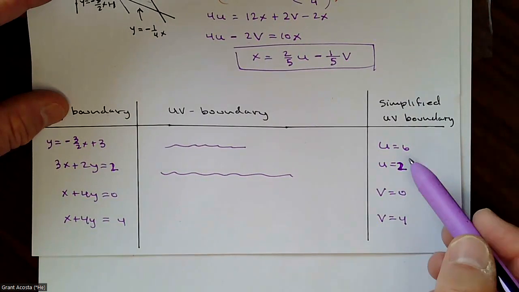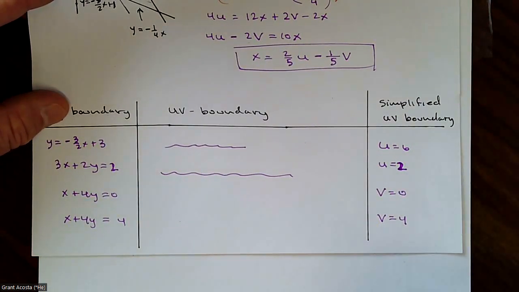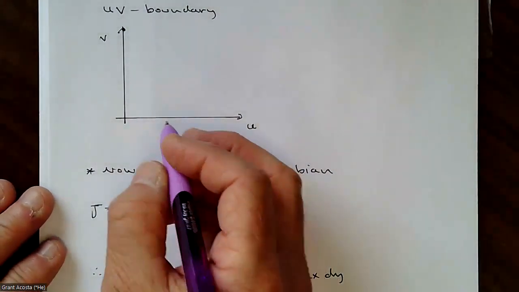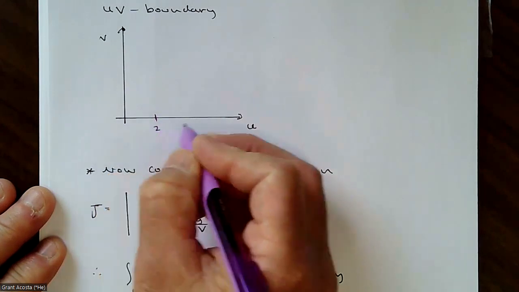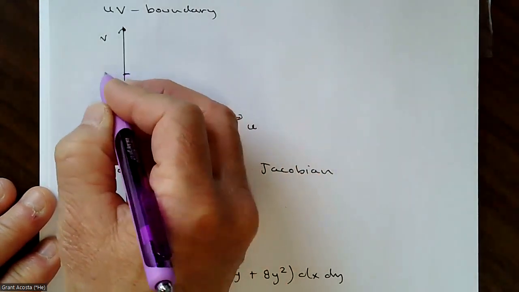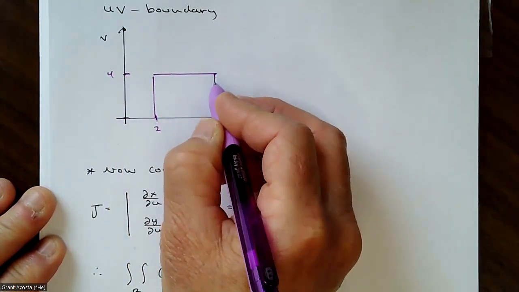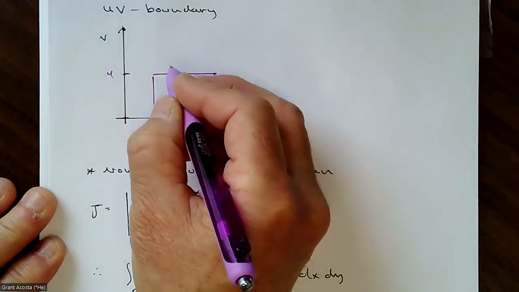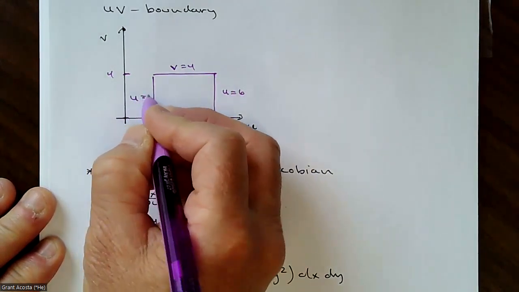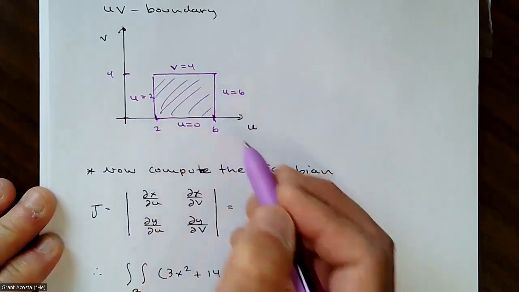So let's graph our UV boundary. These are just constants, so this is just going to be a rectangle, or more accurately, a square, because we had U going from 2 to 6, V going from 0 to 4. This is now our region of integration. This is V equals 4, U equals 6, U equals 2, U equals 0. So we have a rectangle now, very easy to integrate through.